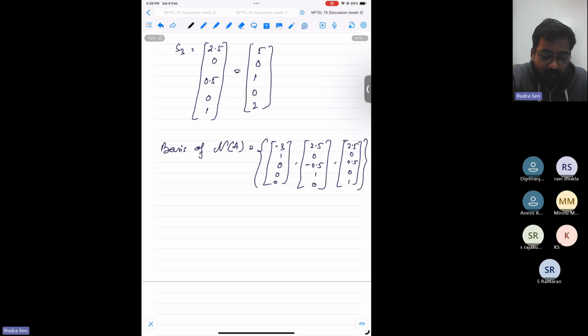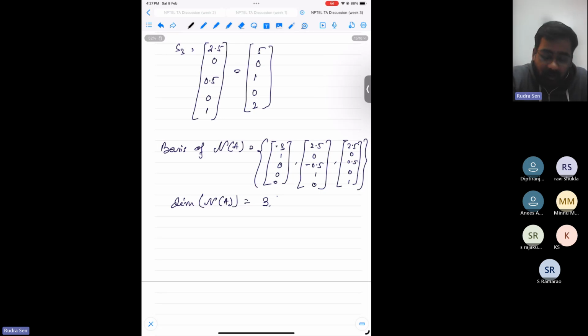So that means the number of basis vectors is 3. The number of vectors in the basis is basically 3. So the dimension of the null space of A is 3.